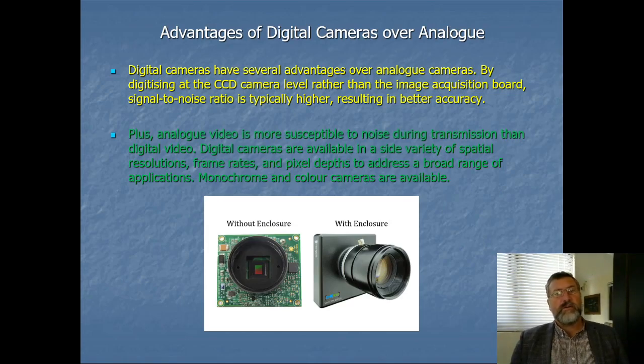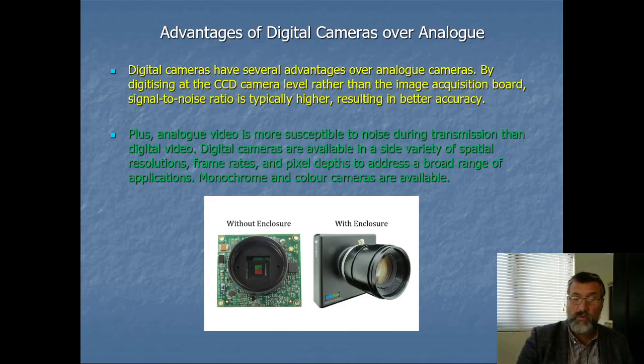With digital cameras over analog, the advantage is that we get a big signal to noise ratio, because we don't have this analog stage. And as we say there, we can get all sorts of different resolutions, frame rates, and pixel depths, depending on the application we want. Sometimes that could be a slight disadvantage, because maybe we've got a bit too much variation and not enough standardization. But on the other hand, we can get exactly what we want for a given application. This is showing the sensor on the printed circuit board, and then you put an enclosure on it and you've got your camera.